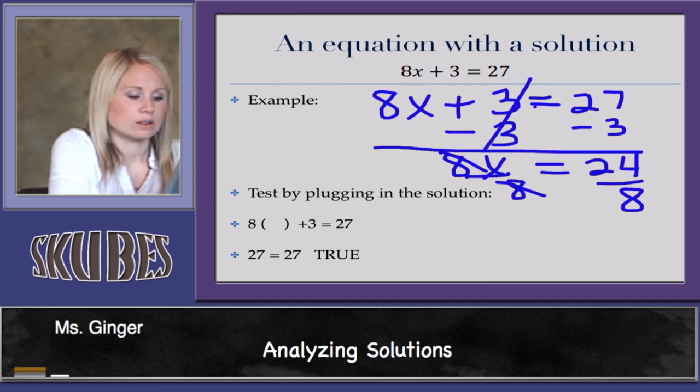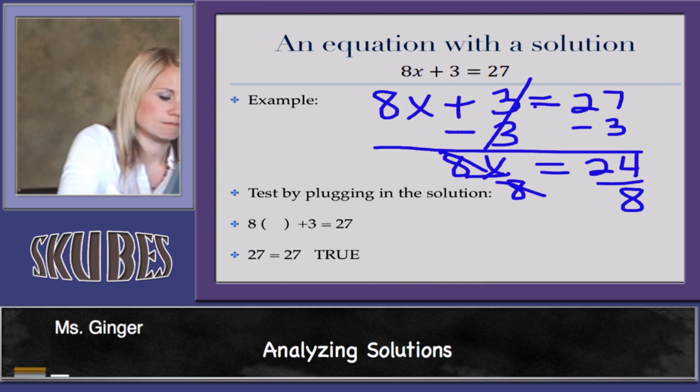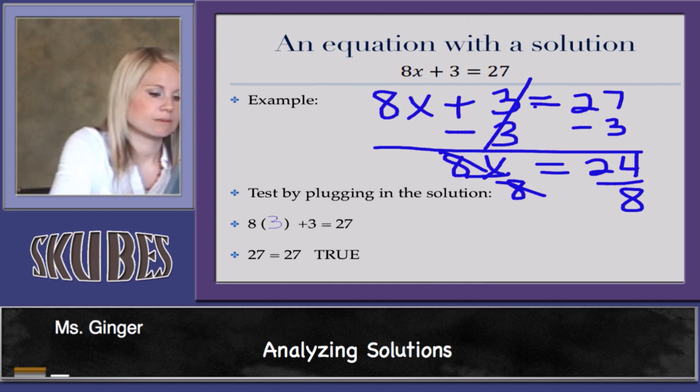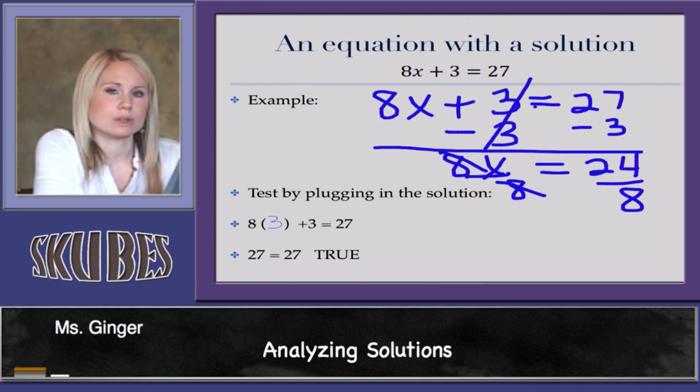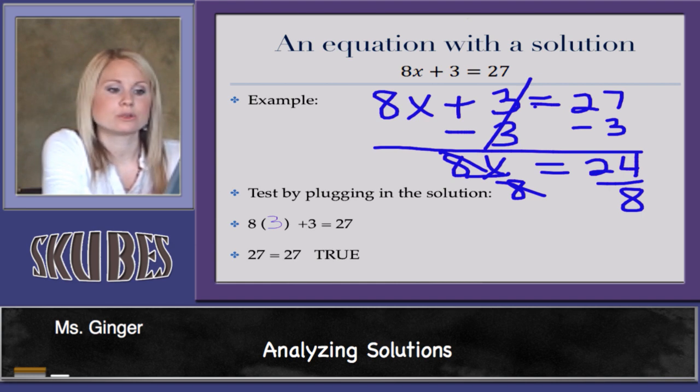So I've got a little test down here that you can plug your solution back into to see if it truly works. We said that our solution was 3. So picture our original statement, 8x plus 3 equals 27. If we put that 3 back in for x, we would have 8 times 3, which is 24, plus 3 gives us 27. So notice 27 equals 27. That is true. That is a true statement. So our solution does work, and this equation has one solution.